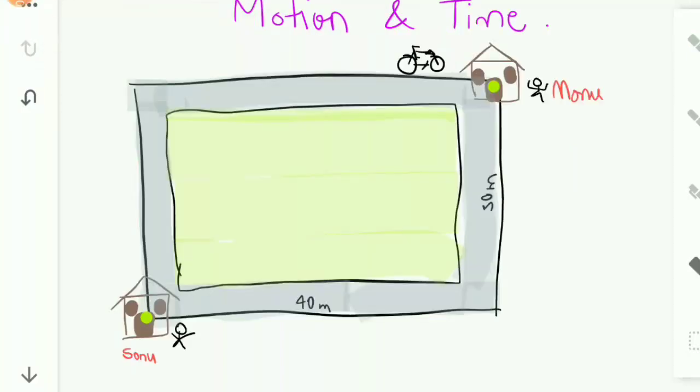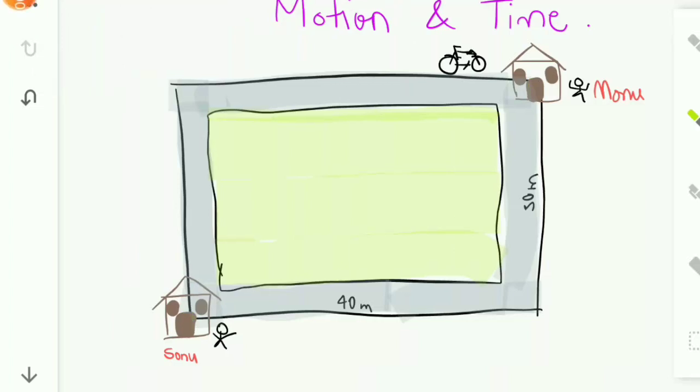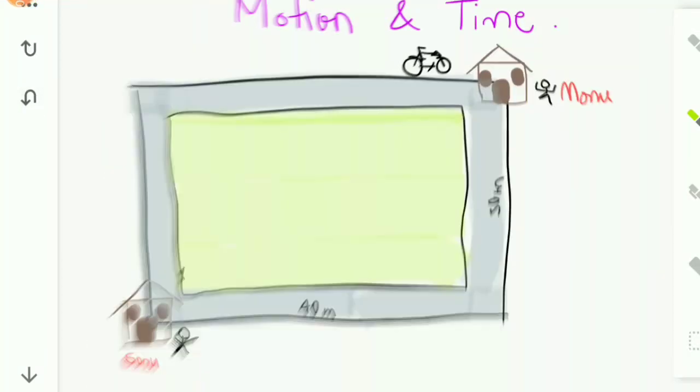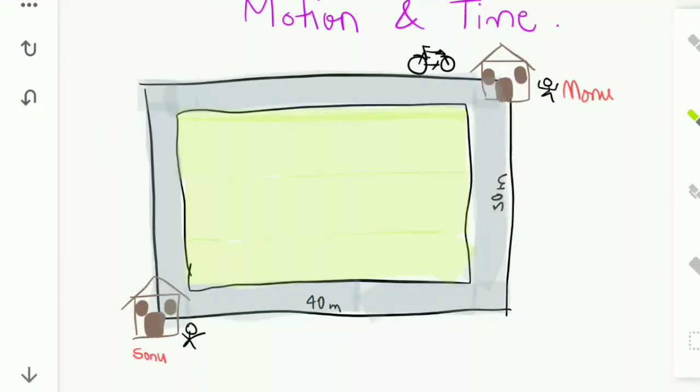Consider this example. Let's say this is the view from the top. Let's say Sonu's house is here and his friend's house is at the other end of the park. Monu's house is over here. And there is a road running all along the park. So let's say Sonu travels to his friend's house, Monu's house, in this path, like this and then like this, and he reaches over here.